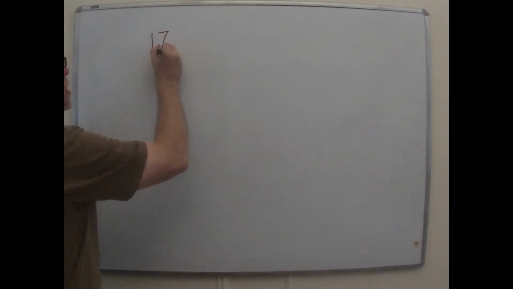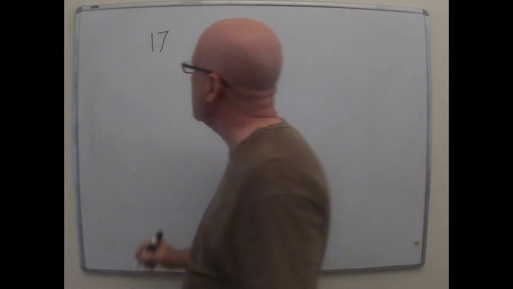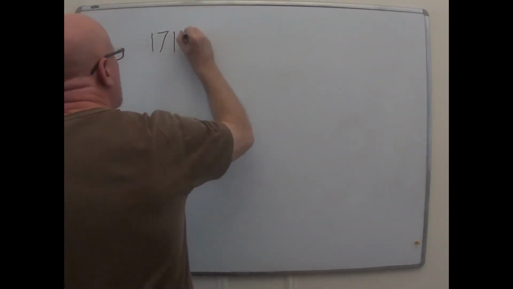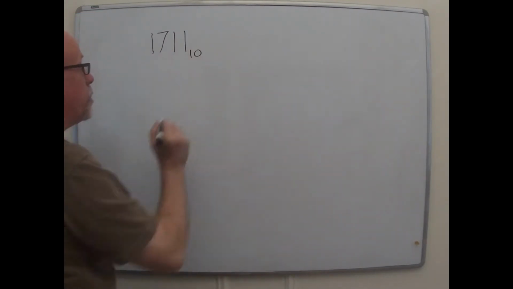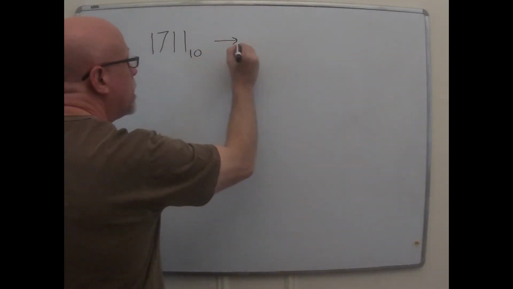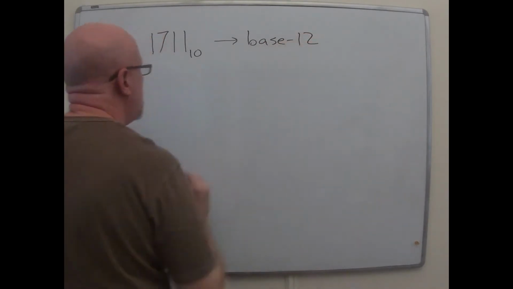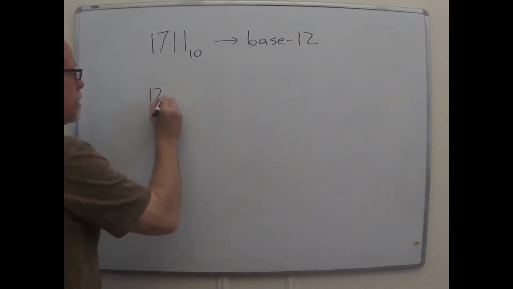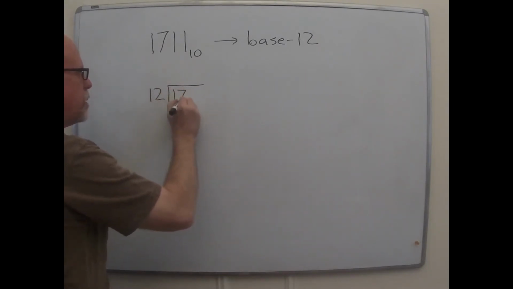I thought it might be nice to do one more example of that kind of conversion, just a little bit longer. 1711 is the number I chose, which I think works out nicely. But that's a base 10 number, and I want to convert it to base 12. So 12 into 1711. I guess I'm going to need a calculator for this.